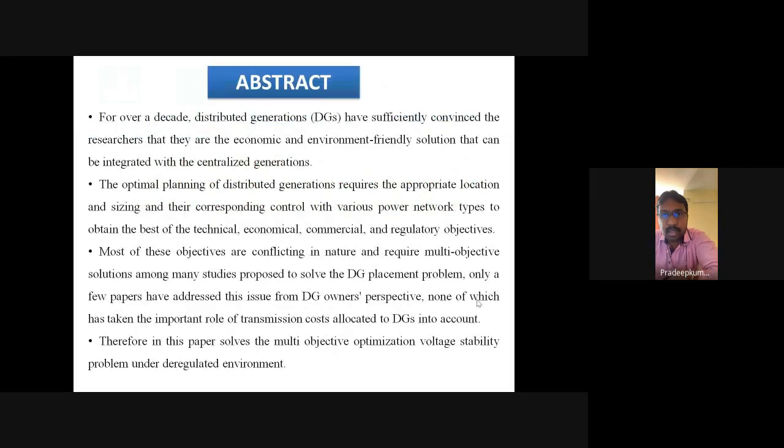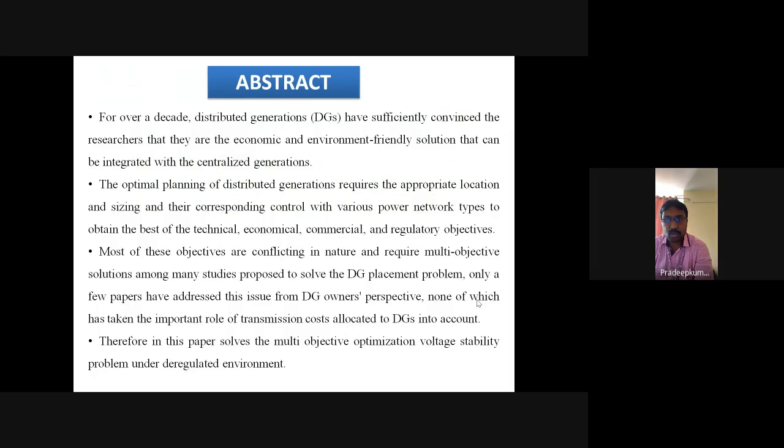Now coming to the abstract. For over a decade, distributed generations have successfully convinced researchers that they are an economic and environment friendly solution that can be integrated with the centralized generations. The optimal planning of distributed generation requires the appropriate location and sizing and their corresponding control with various power network types, to obtain the best of the technical, economical, commercial, and regulatory objectives. Most of these objectives are conflicting in nature and require multi-objective solutions.